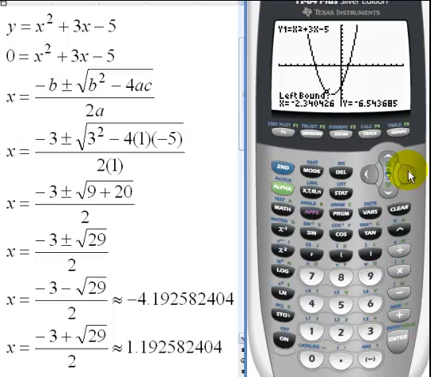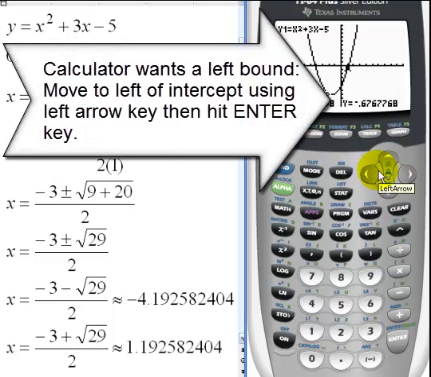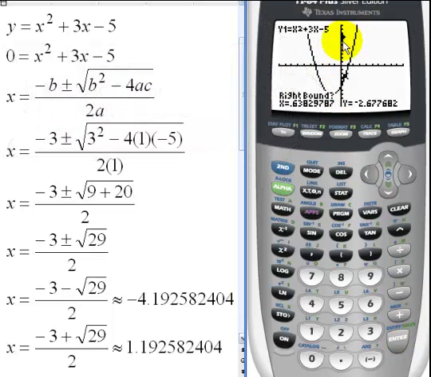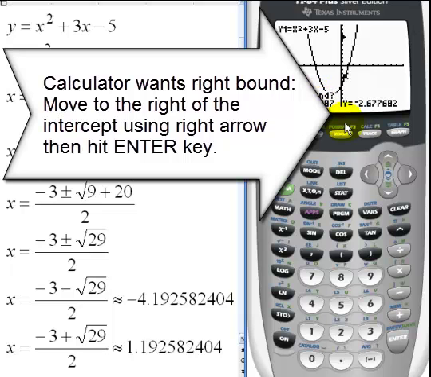Let's suppose we're going to find the other x-intercept. We already verified the -4 point x-intercept, so let's find this other one. Let me move over here, roughly to the x-intercept right there. To give it a left bound, I'm going to hit the left arrow a couple of times so that I'm to the left on the x-axis of that intercept, and hit enter. There's my left bound. The calculator puts a little arrow up here, saying don't look any further left, look only in this direction. Now it wants a right bound, so I'm going to go back to the x-intercept, move to the right a couple of places, and hit enter.